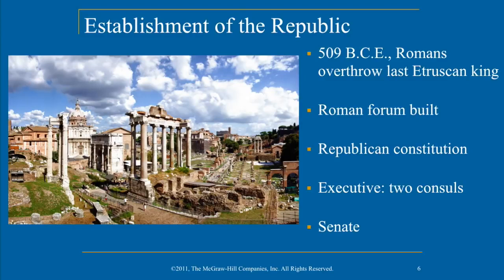And next up, we have the establishment of the Republic. In 509 BCE, the Romans overthrow the last Etruscan king, and the Romans decide, we don't want to have any kings. The Romans were very proud of their heritage as being people who got rid of the kings, and they built this Roman Forum. There's a picture of the ruins of it just here on the left, and the Forum was the place where the Senate would meet.